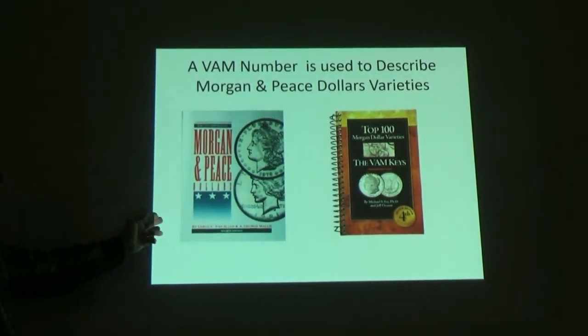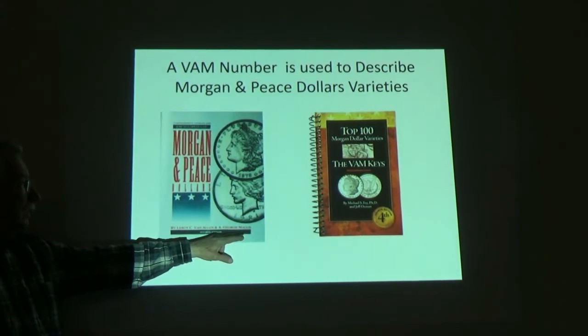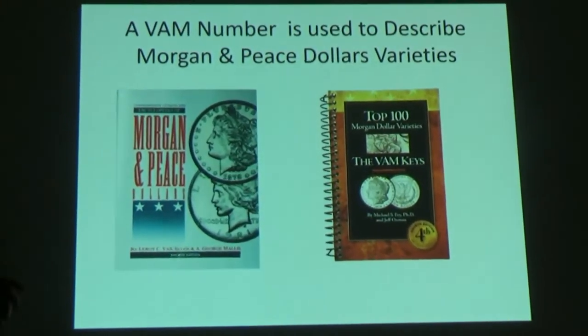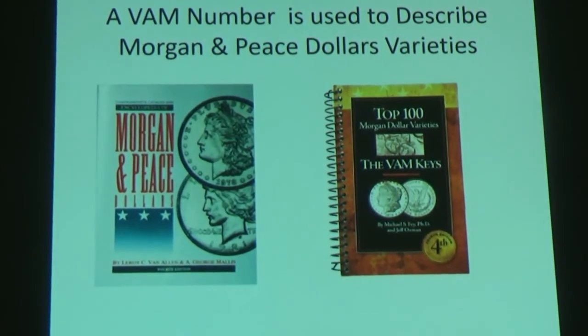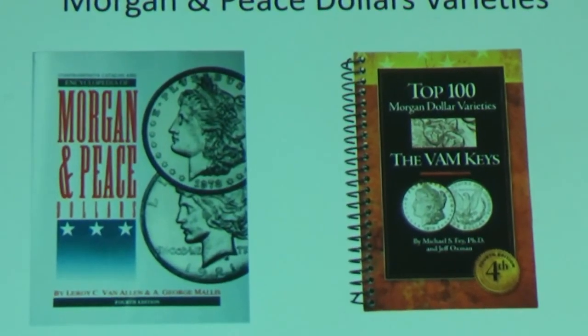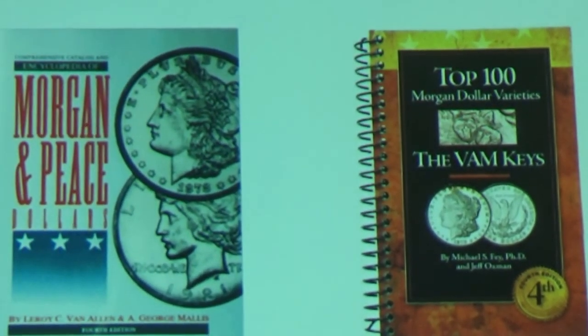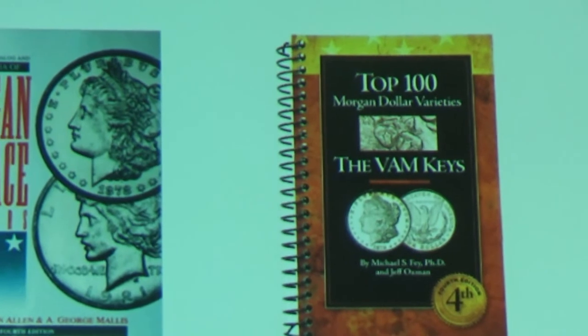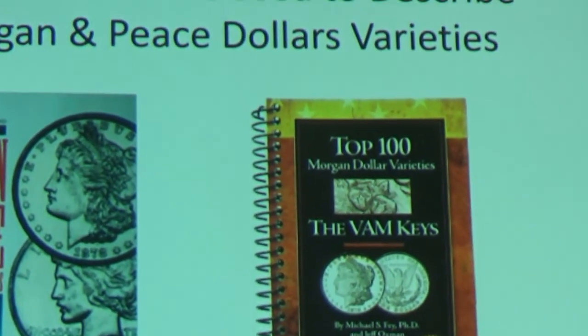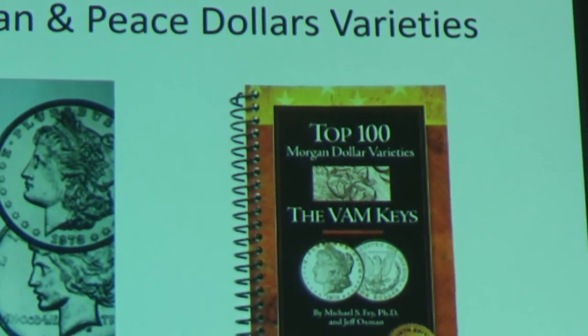Now these are the two books that I've seen that I recommend. I have one of these. It's like a telephone book. Again, it's by Van Allen and George Malice. It's very detailed. I mean, there's got to be 300 or 400 coins in there for Morgan and Peace. If you're really into Peace dollars, that's the encyclopedia that you should have.